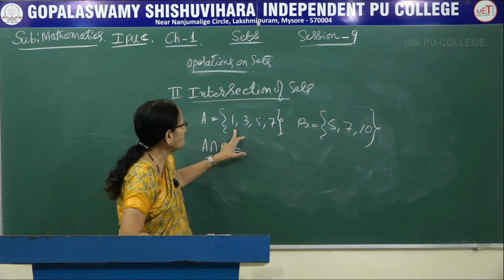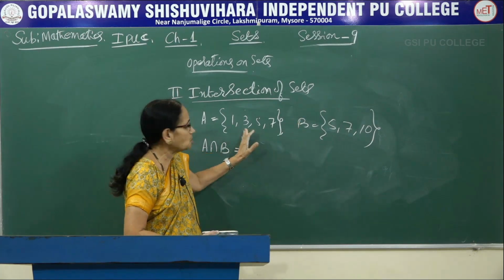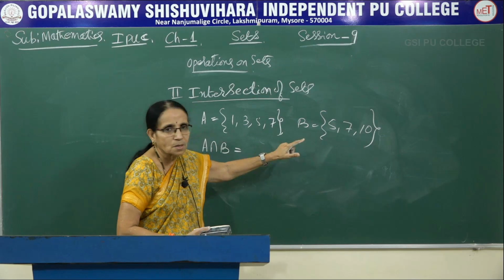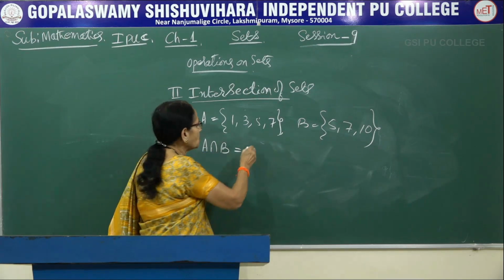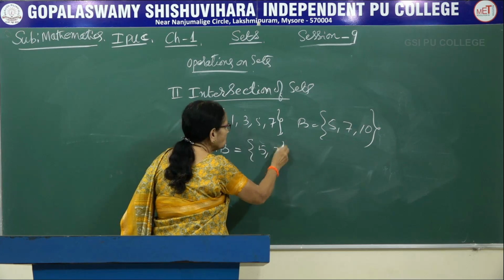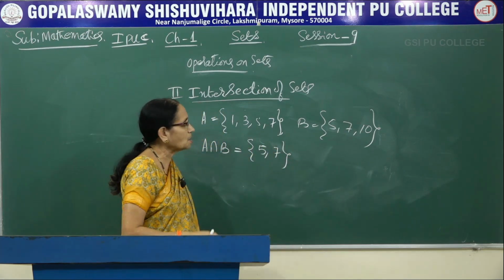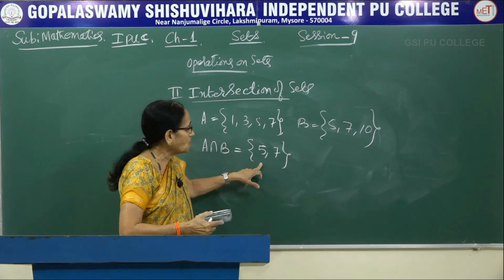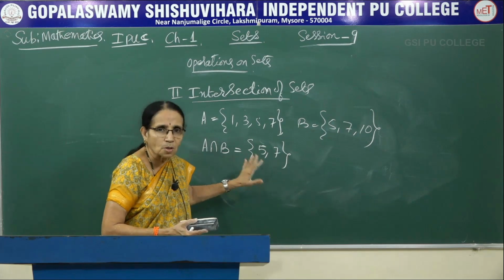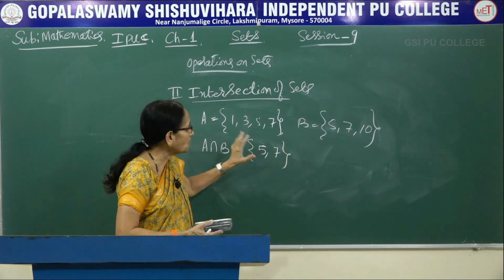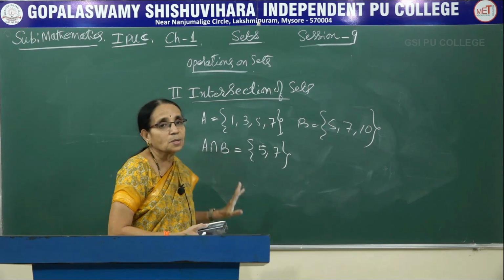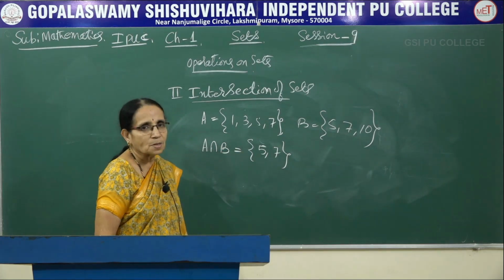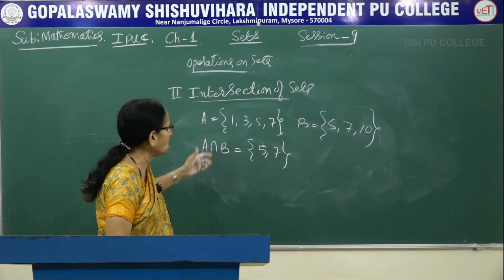Now look here, 1 is present only here, not there. 3 is present, so I cannot take it. Look at 5 and 7. They are present in A, they are present in B. So looking at the sets, you can write the elements: 5, 7. Don't take 10 because it is present only in B. Here x should be present in A, it should be present in B. That is, x should belong to A, x should belong to B. So these are the only two elements which are present in both the sets, what we call the common elements. So this is how we find the intersection of the two sets.